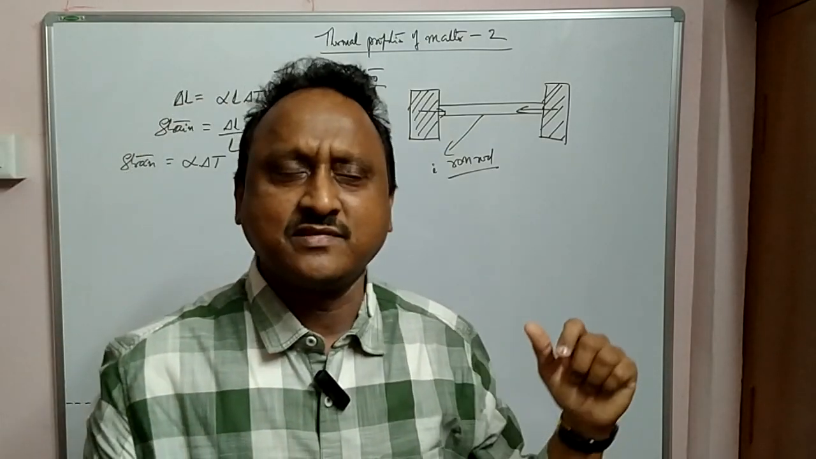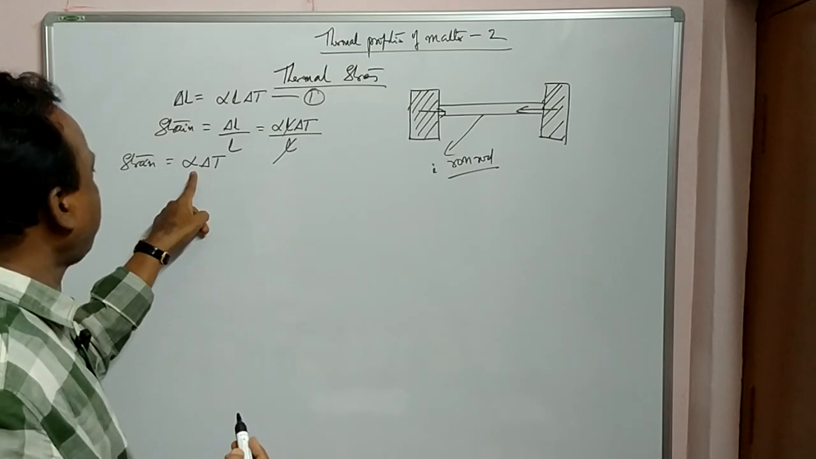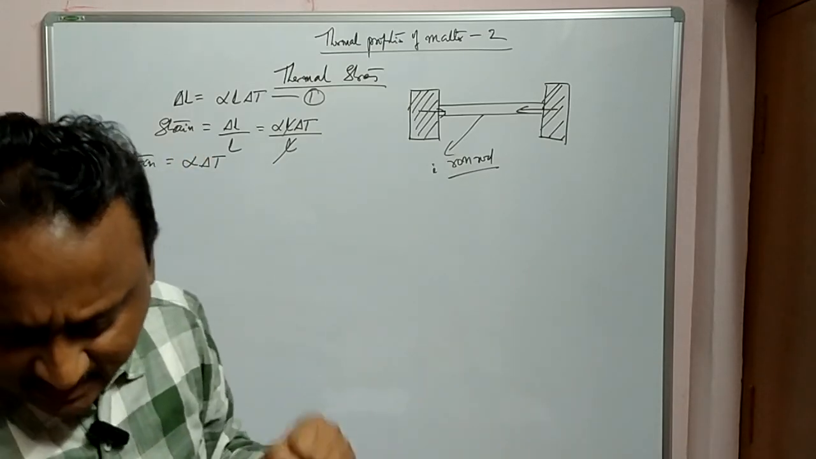You know what is strain now? Strain is the deformation produced per unit dimension of the body. So alpha, the coefficient of linear expansion, into the temperature difference is strain.